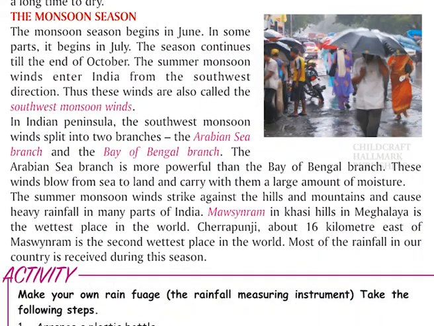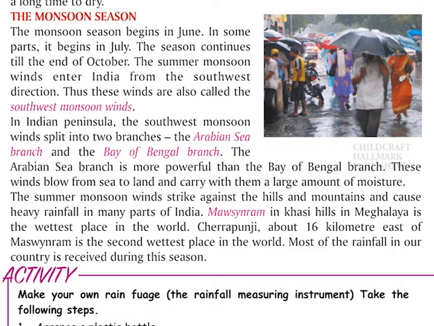The monsoon season. The monsoon season begins in June. In some parts, it begins in July. The season continues till the end of October. The summer monsoon winds enter India from the southwest direction. Thus, these winds are also called the southwest monsoon winds.